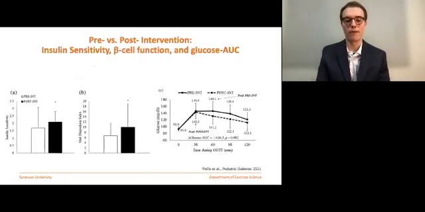As a whole, among the 48 participants, the intervention led to a significant increase in insulin sensitivity, as you can see in graph A, as it went from 1.7 to 2.1, and an increase in beta cell function, as you can see in graph B, as it went from 6.7 to 10. There's also a reduction, as you can see in graph C, in glucose AUC, as it went from 16,122 to 14,973.